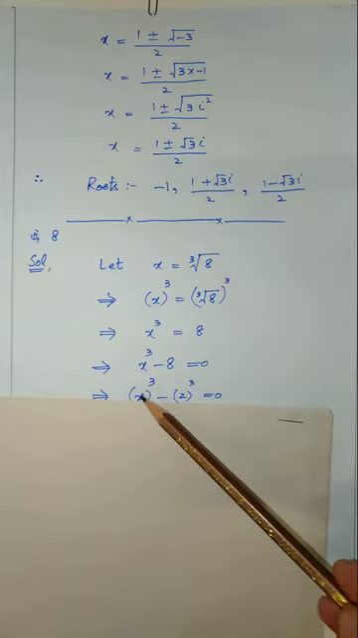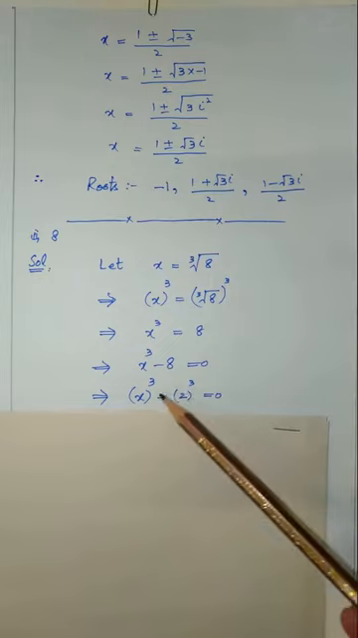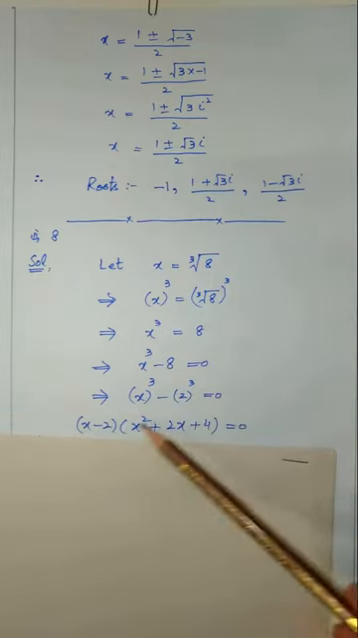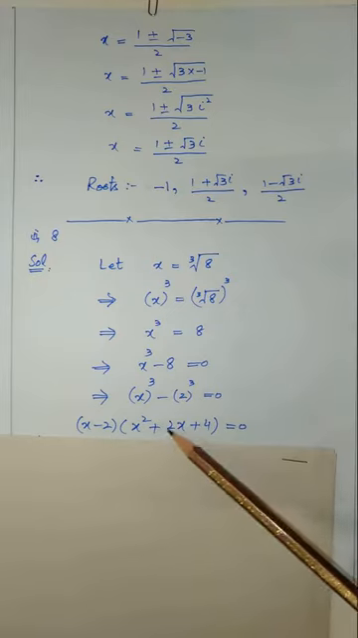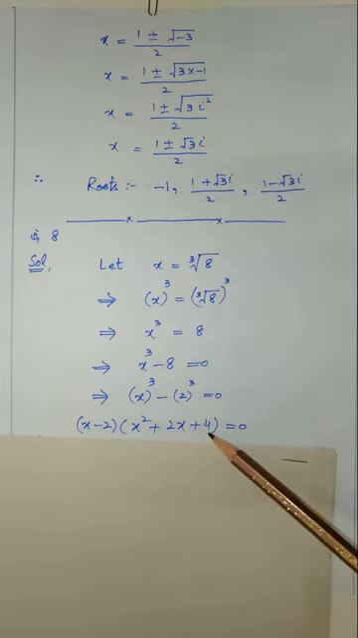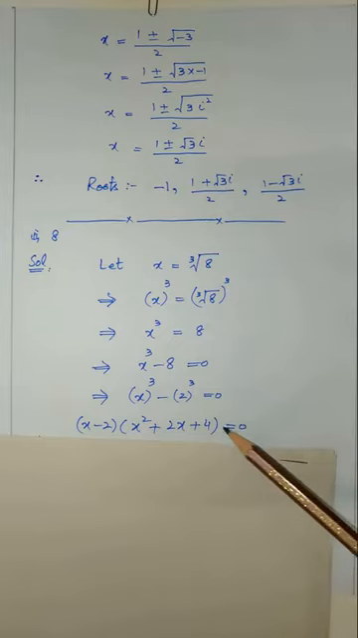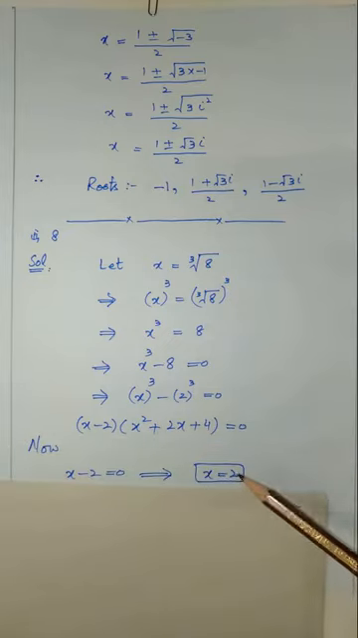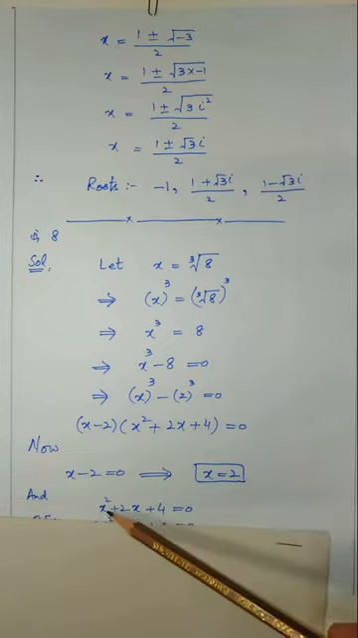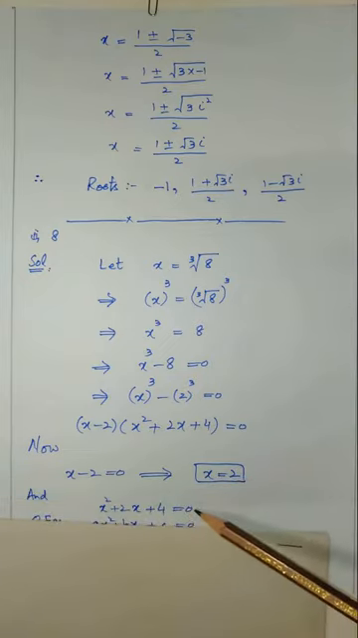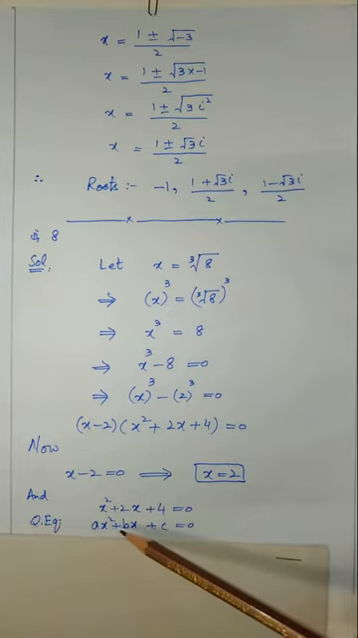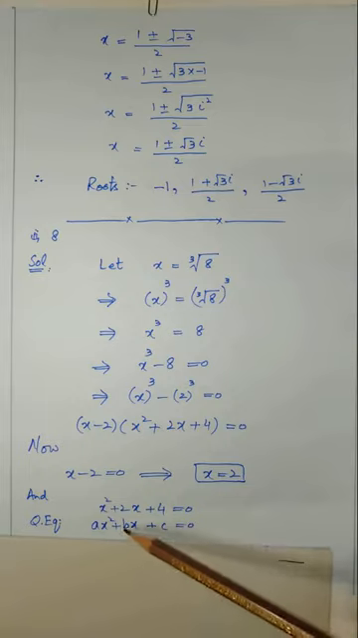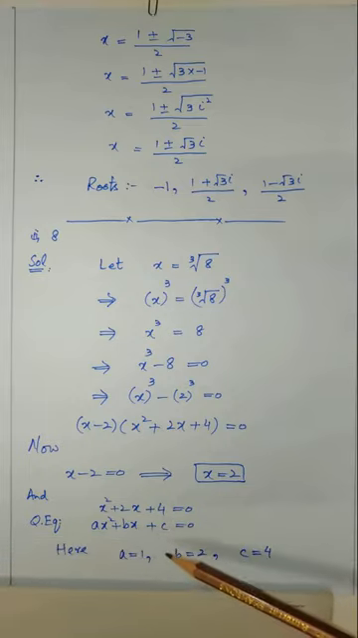This is the cube of x and this is the cube of 2. By the formula, x minus 2 times square of x, which is x square, opposite sign, plus the product of both, which is 2x, and the square of the second term, which is 4, is equal to 0. Now x minus 2 is equal to 0, so x is equal to 2. This is the first root. x square plus 2x plus 4 is equal to 0, a general quadratic equation. Comparing these two equations, we get a is equal to 1, b is equal to 2, and c is equal to 4.